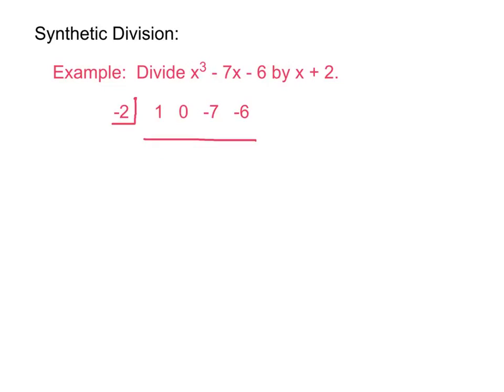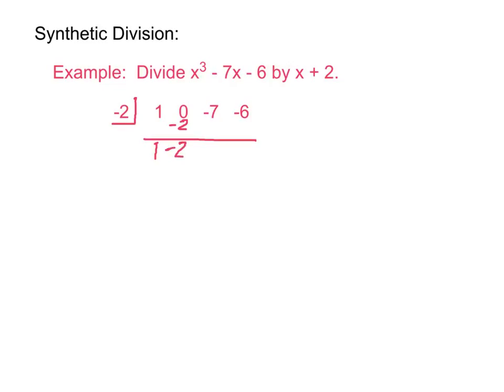Step 1 is you take the 1 and you bring it down. Then you take the minus 2 and you multiply it by 1, and you get minus 2, and then you stick that under the 0. So I add 0 and minus 2, and I simply get minus 2.